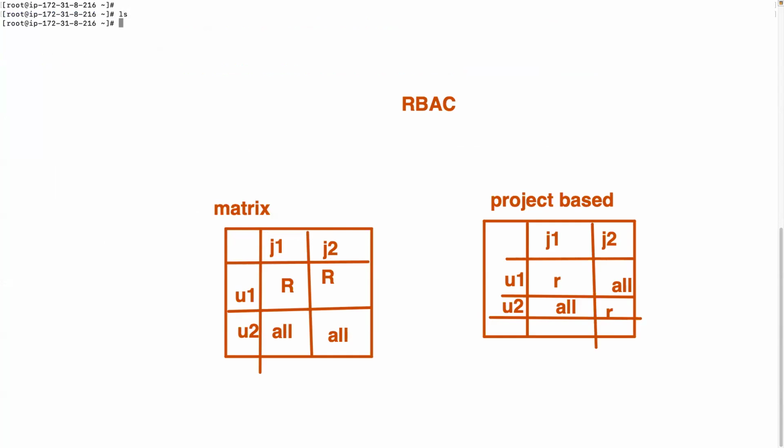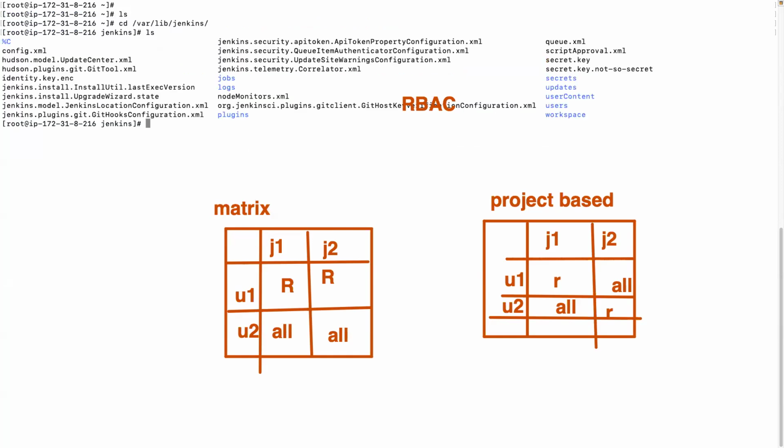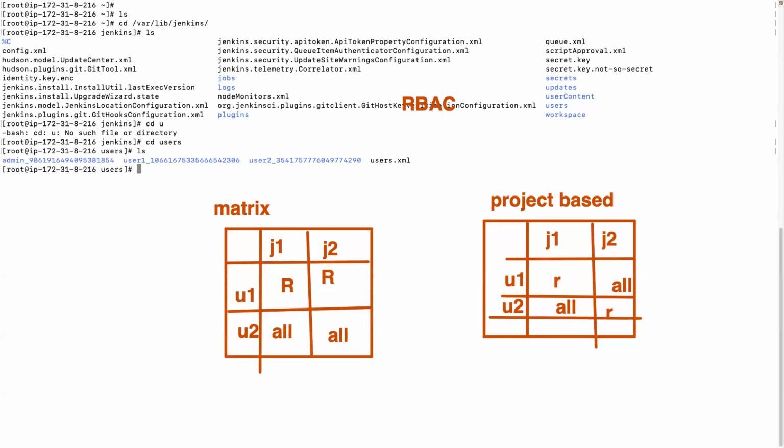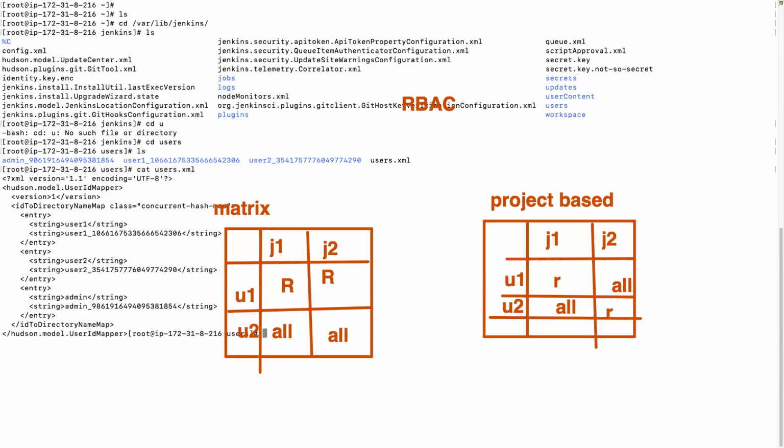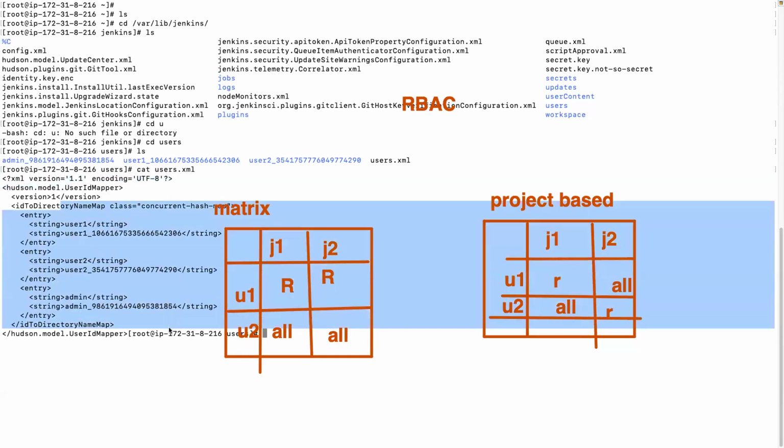So here, if you go to the Jenkins home directory, /var/lib/jenkins, you have the secrets, plugins, everything. Similarly, you will also have users. It's a small u. Do you see all the users we created? Also, there is an XML, users.xml, where all the users were stored. That's the Jenkins local user database, meaning all the users are stored in here.